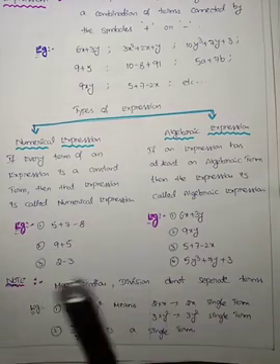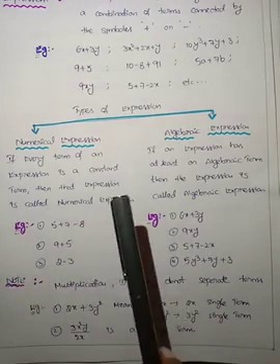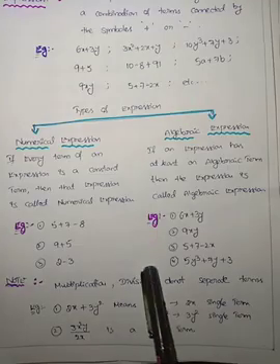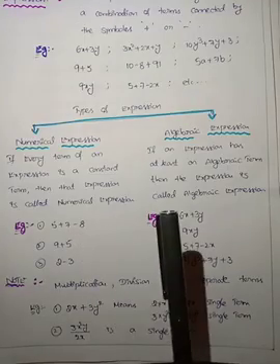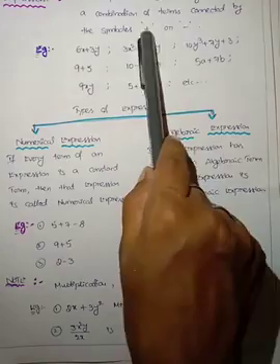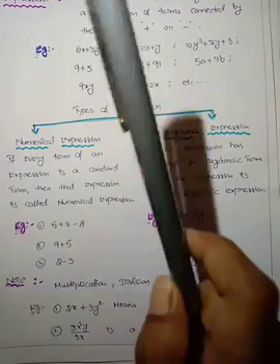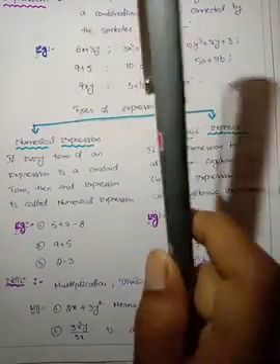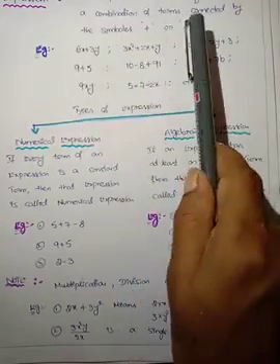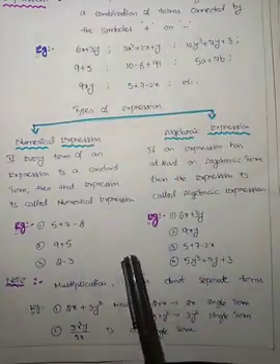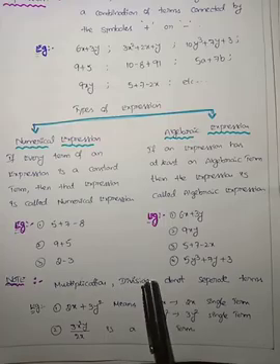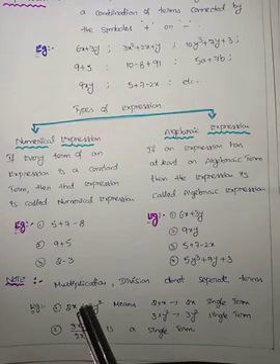Terms are not separated by multiplication or division. Terms are separated only by addition and subtraction. Here is one example: 2x plus 3y.